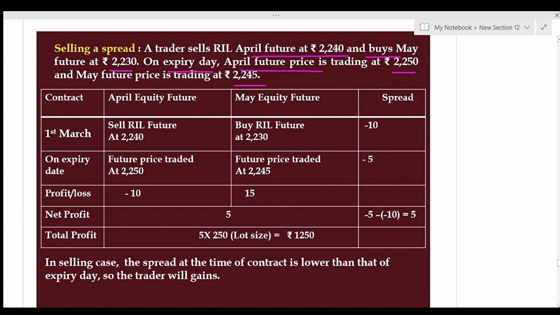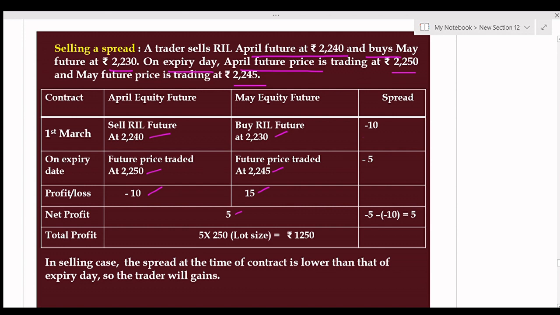Sell RIL future at rupees 2240 and future price traded at 2250. So it is a selling future, a short future contract. So the trader will incur a loss of rupees 10. And in the buying case, 2230 and future price on the expiry date 2045. So you will gain rupees 15. The net profit will be 5.